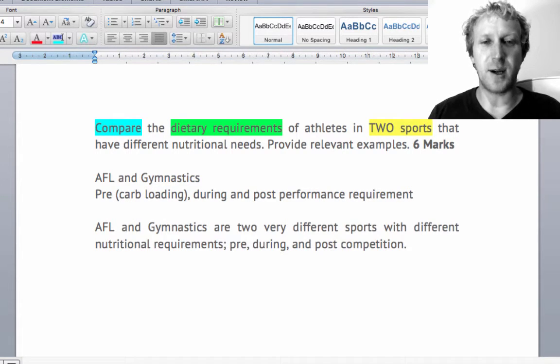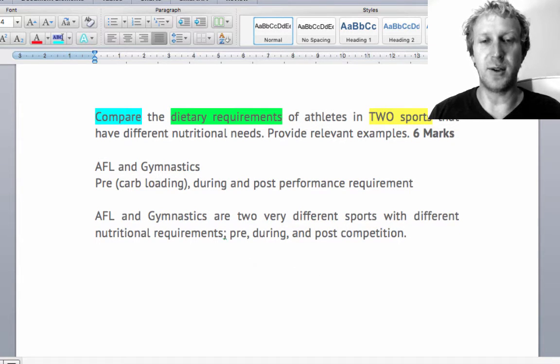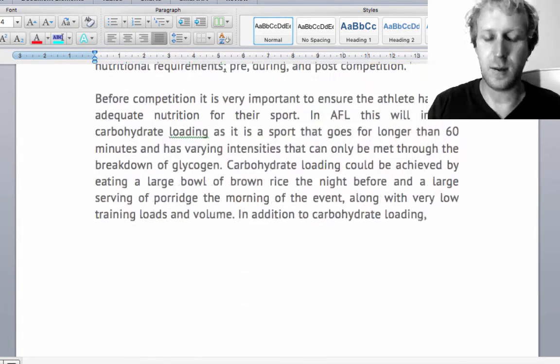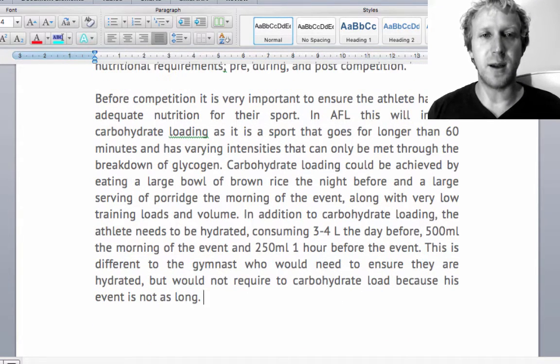Okay, so I've just written my quick introduction. You'll see it's only one sentence. I'm not writing a very long introduction, but it basically just tells them what my two sports are going to be and highlights the fact that I know that I need to talk about pre, during and post competition. So I'm now going to move on and do a paragraph on each of these to finish off. Okay, so I'll just stop there.